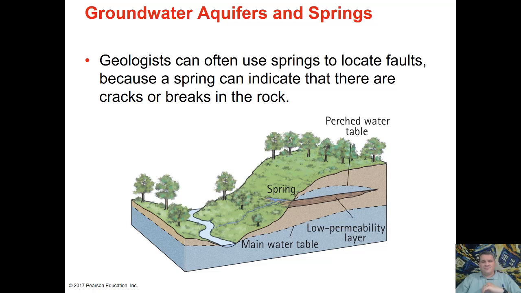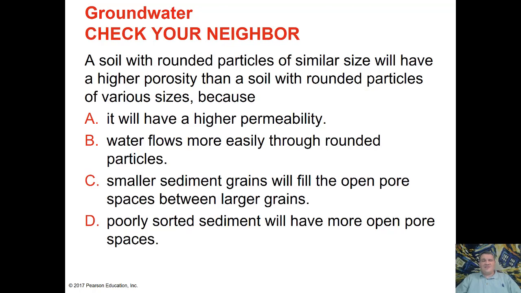All right, here's our second question. A soil with rounded particles of similar size will have a higher porosity than a soil with rounded particles of various sizes because A, it will have a higher permeability, B, water flows more easily through rounded particles, C, smaller sediment grains will fill in the open pore spaces between larger grains, or D, poorly sorted sediment will have more open pore spaces. Go ahead and think about it, and we'll discuss it in just a little bit.